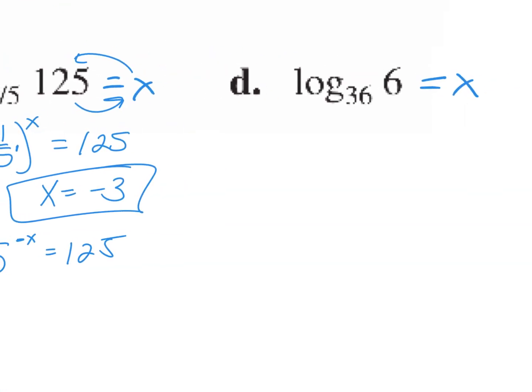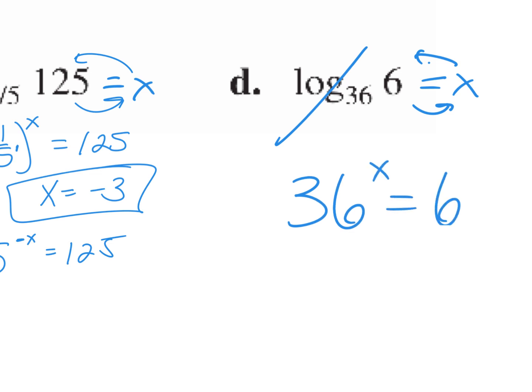All right, let's think now. This is another thinking one. What do I do with my log? Cross it off. 36 becomes big, right? And then these two switch spots. You guys know this. Come on. 36 to what power is going to give me 6? What's the relationship between 36 and 6?